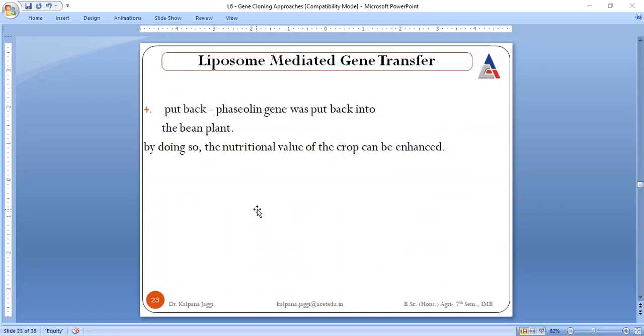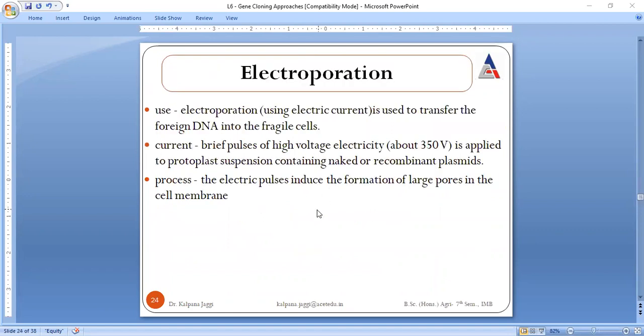This is electroporation. So the name itself is indicating it. In electroporation, again, we are creating pores as we were in ultrasonication, but in ultrasonication we were creating the pores with the help of high sound waves. Here, the pores are being created by using high electric current, right?